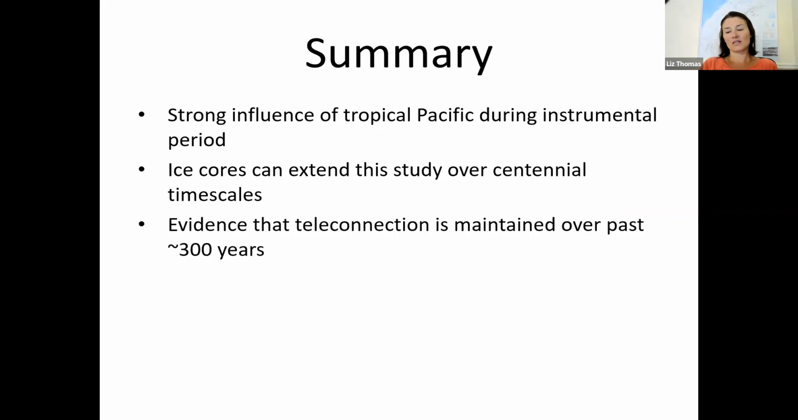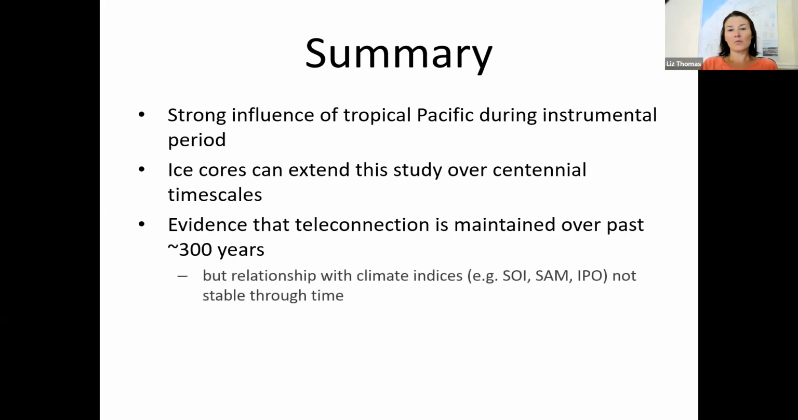And what this has shown is that in many cases, there is evidence that this tropical teleconnection has been maintained. So the fact that we can compare an ice core from West Antarctica and a coral record from the tropical Pacific over 300 years and see such a remarkable relationship shows that there's clearly some element of this tropical teleconnection that is maintained over the multidecadal timescale. But what's important, I think, to also remember is that it's the relationship between these different climate indices that appears to be quite important.